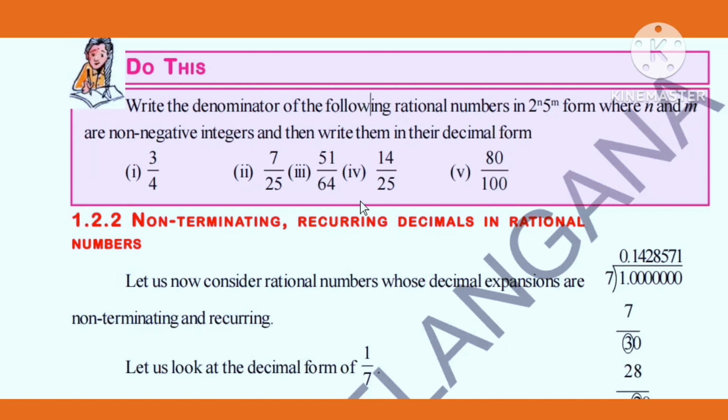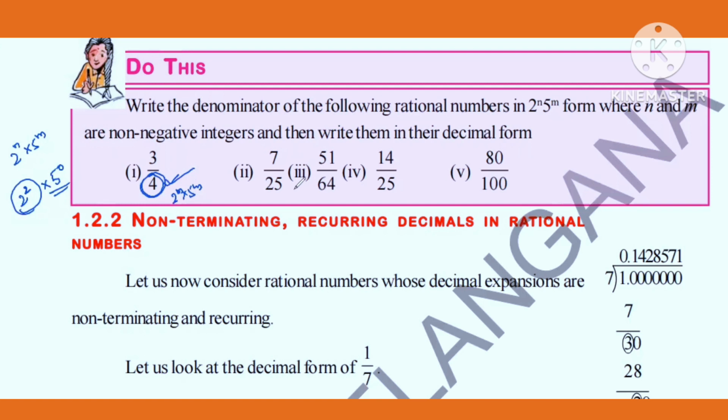Okay. Now see here, just by observing, I told you. So here, just by observing, we can say whether it is terminating or non-terminating. Now if you see this 3 by 4, the 4 in the denominator, if you write it in the form of prime factorization, we get only 2 square. Yes, so 2 square is nothing but 2 power n into 5 power m. Means here 2 square is nothing but 2 power 2 into 5 power 0. Okay, means the denominator is in the form of 2 power n into 5 power m. So this is a terminating decimal.